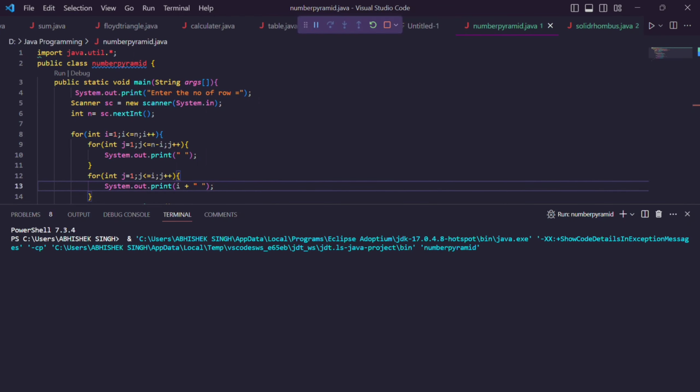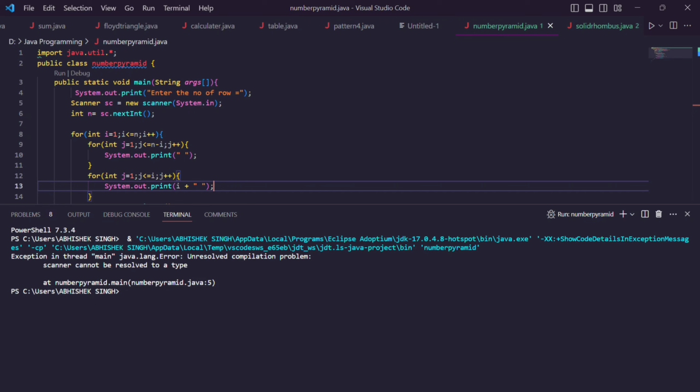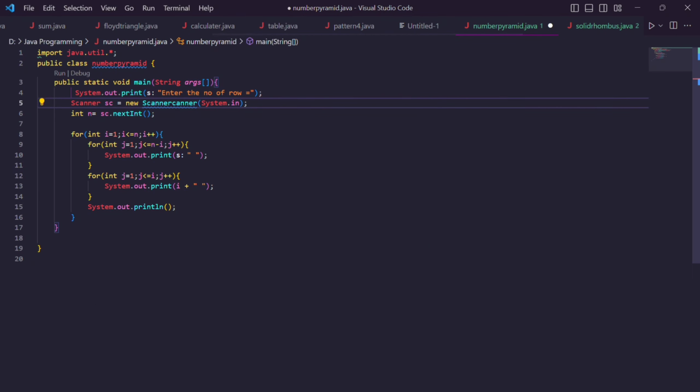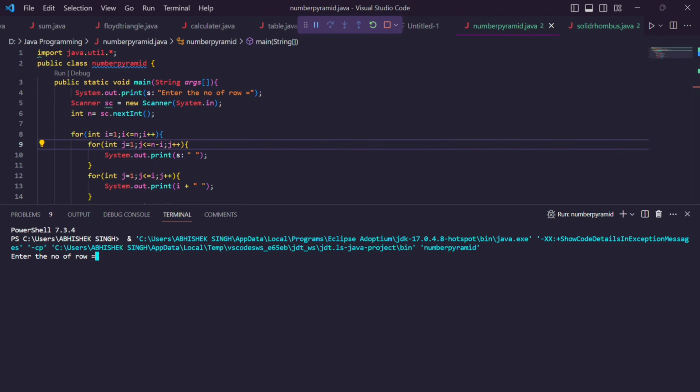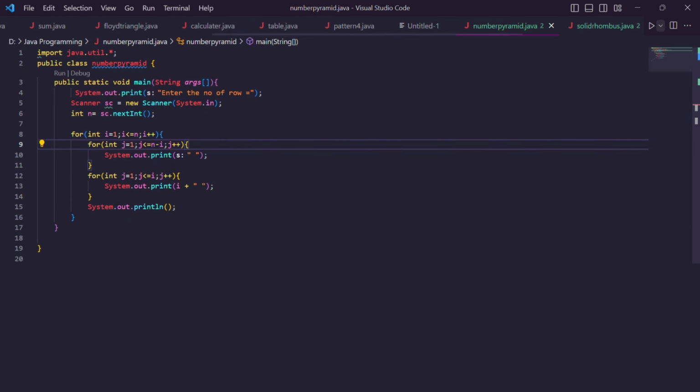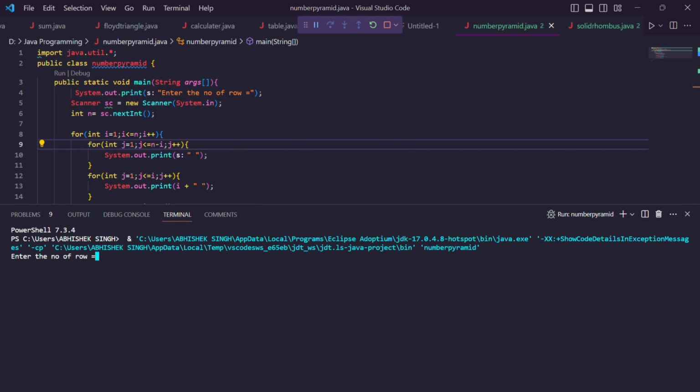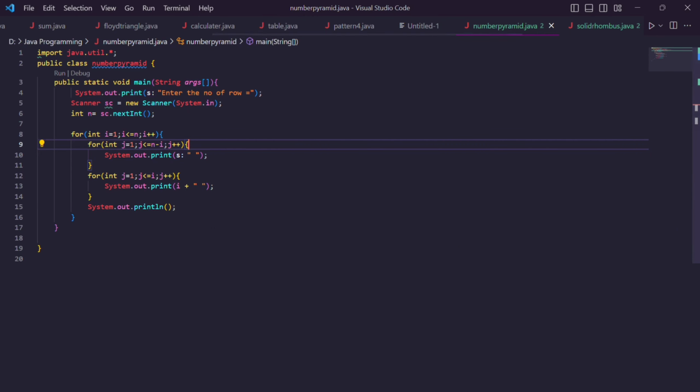Let's see, there is some problem. Oh, there is Scanner with capital S, and then execute, and we are entering 5. Look at this, 1 2 3 4, and then we are giving 10. Look at this, there is a difference because of some spacing like that. Thanks.